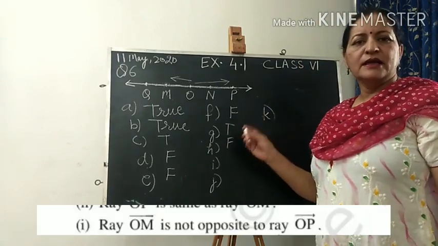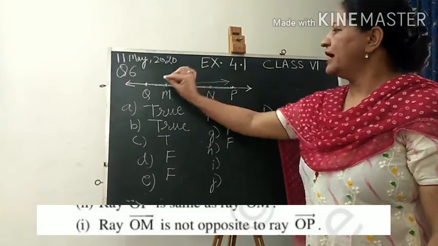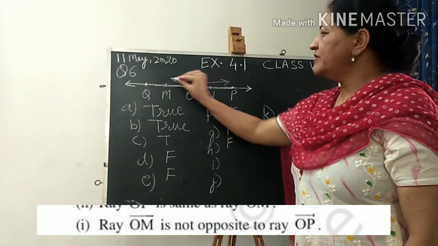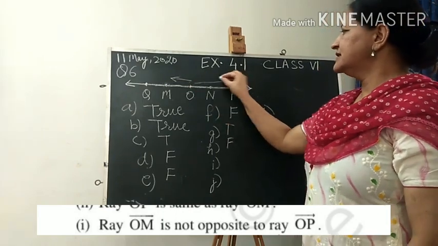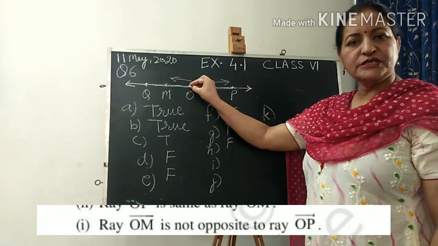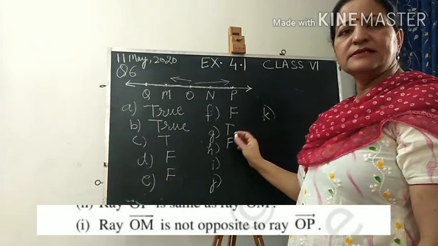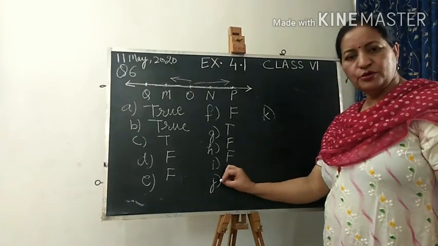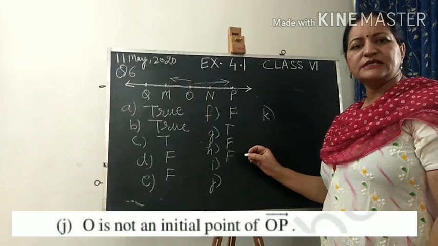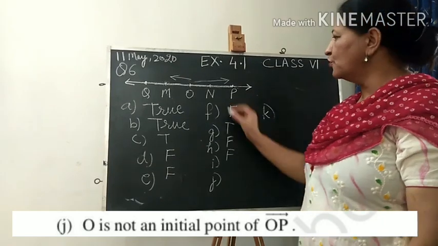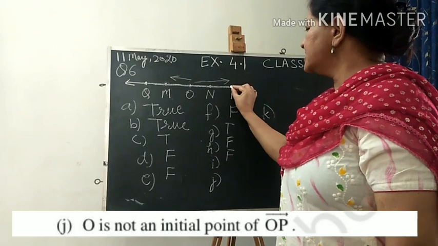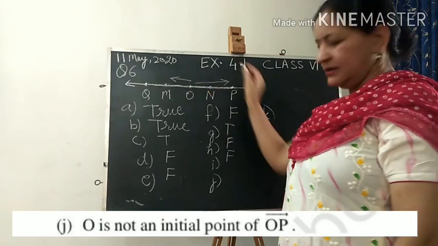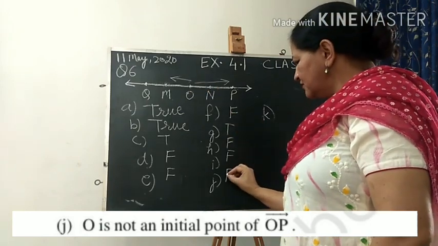I part is ray OM is not opposite to ray OP. OM is going on this side and OP is on this side. These two are opposite rays, but here it is said that these are not opposite, so it is false. Now J part. O is not an initial point of OP. OP is the ray and this is starting from here, from point O. So this is the initial point. So the given statement is false.